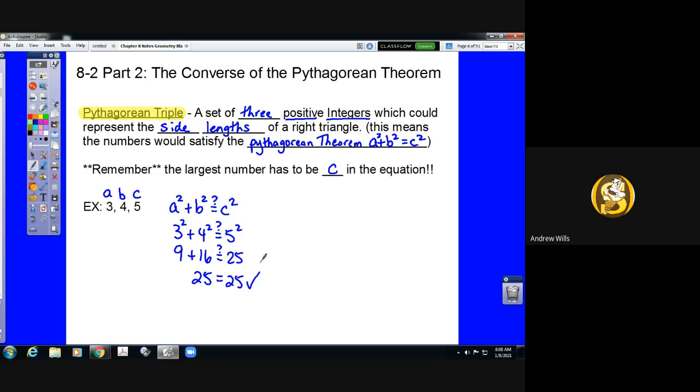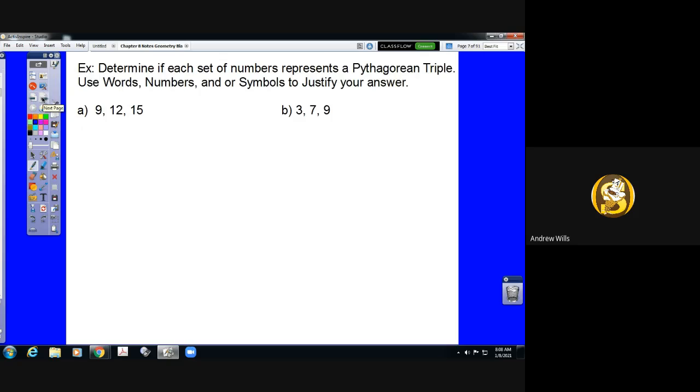Okay, so let's do some examples of what we're going to do with that. We'll start off doing a couple together, and then I'll have a couple that I'd like you to try. Determine if each set of numbers represents a Pythagorean triple. Use words, numbers, and/or symbols to justify your answer. So we have here the numbers 9, 12, and 15. So in the chat, please tell me which of those three numbers would be the c value, 9, 12, or 15.